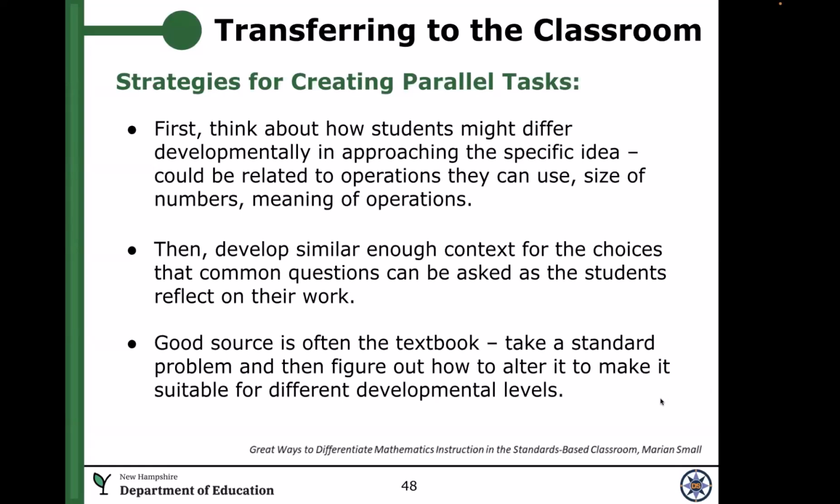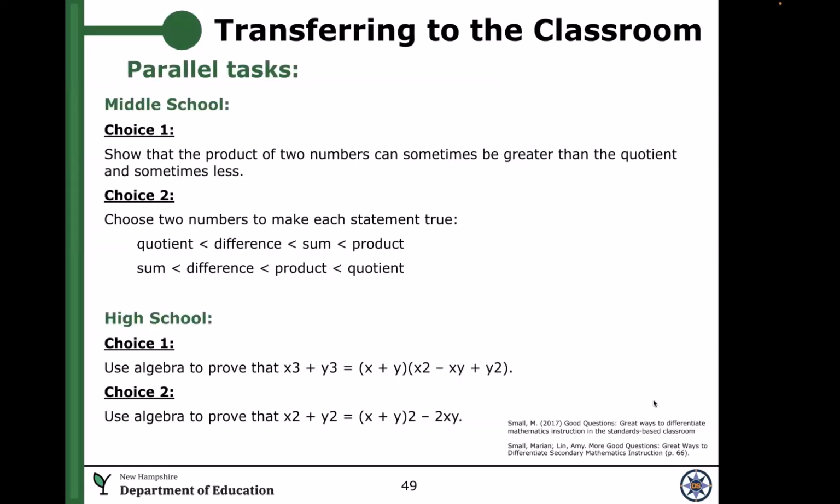The next one, I'm going to go through what a parallel task might look like. So here's an example of a middle school parallel task and a high school parallel task. And you can see that they're getting to some of the same standards and the same skills, but we're looking at two different ways to show that thinking or that understanding.